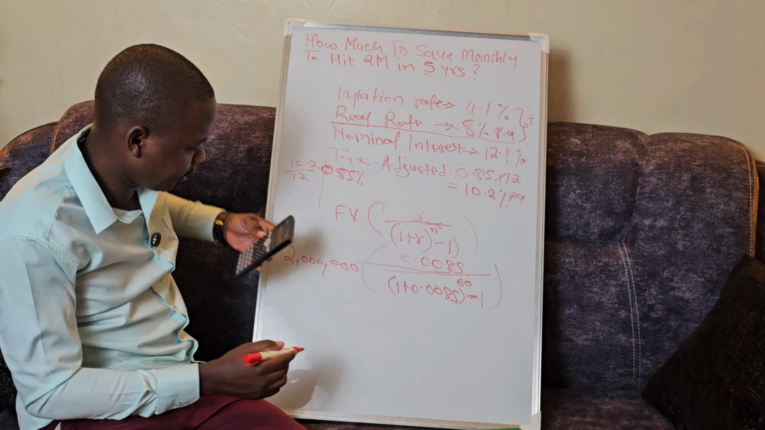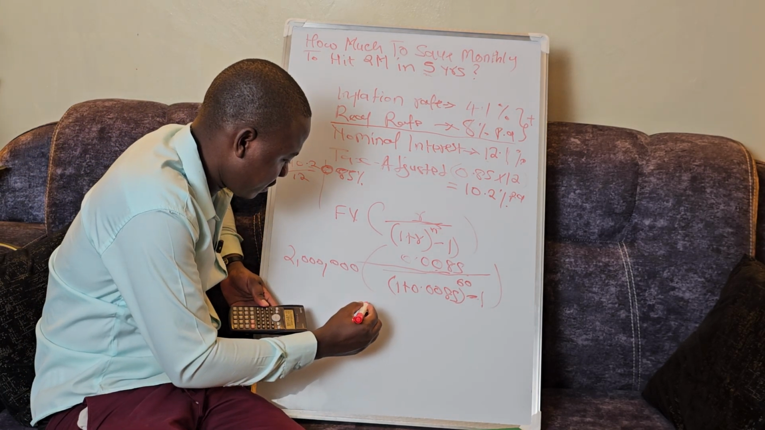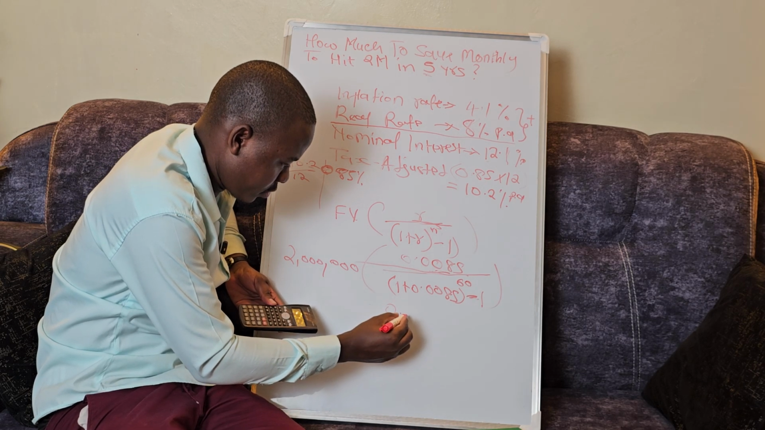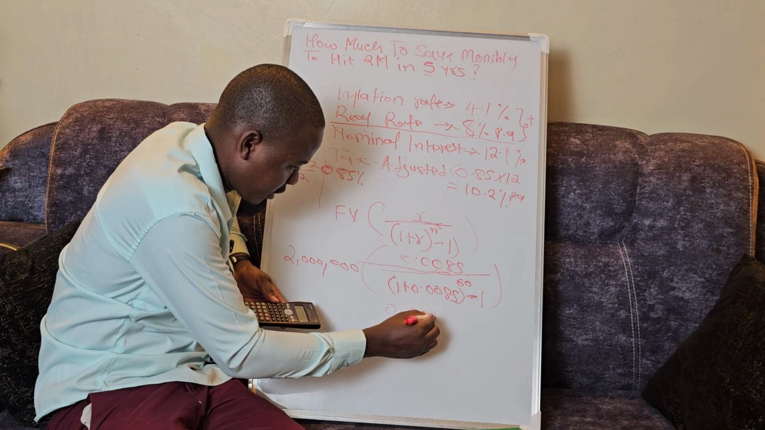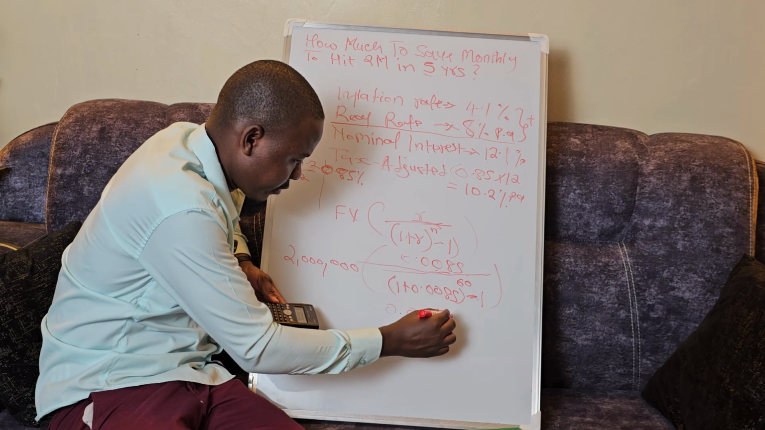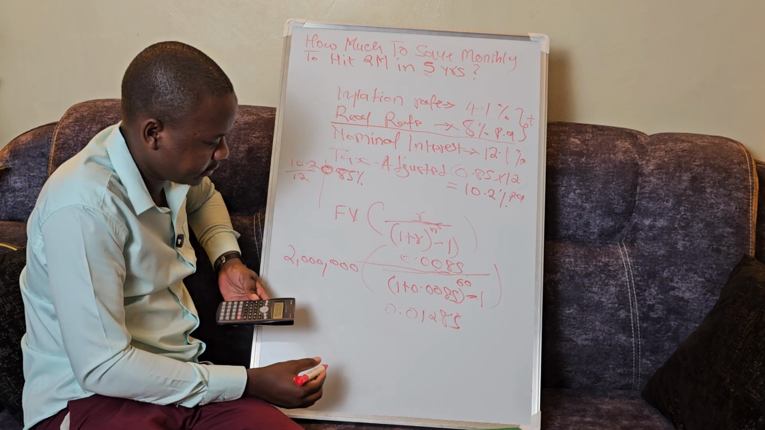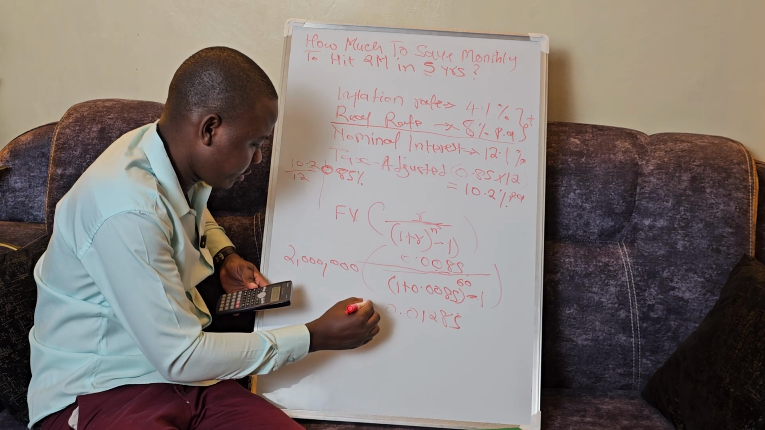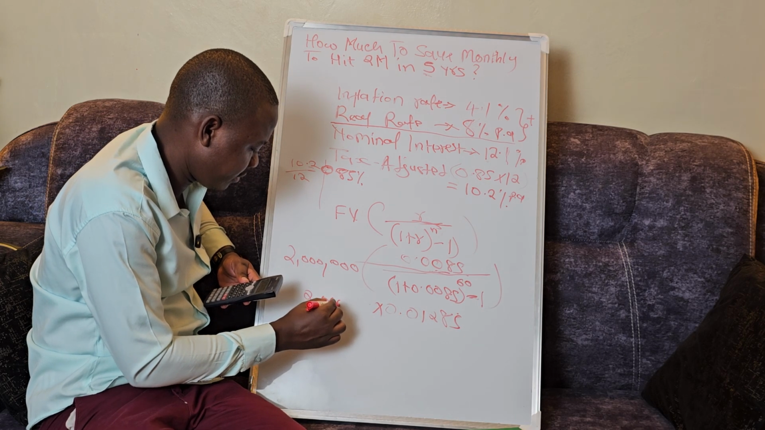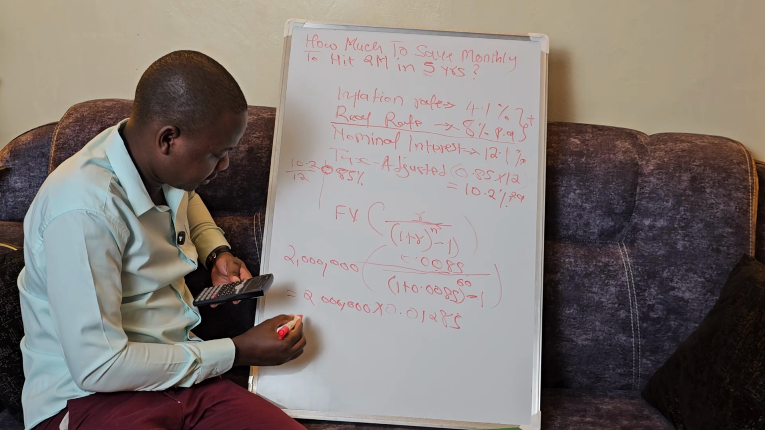Then the sinking fund factor is equal to 0.00128, let's just say 5. So this is what you multiply with your 2 million to know how much you will be depositing every month.